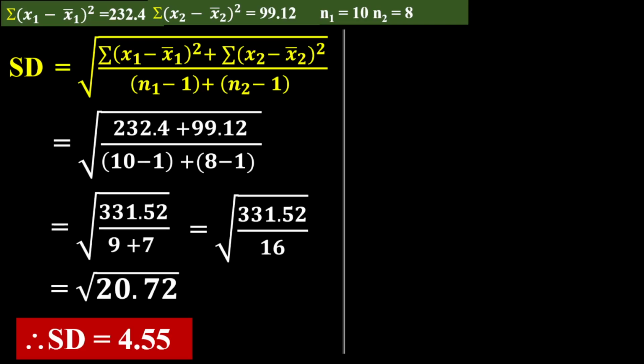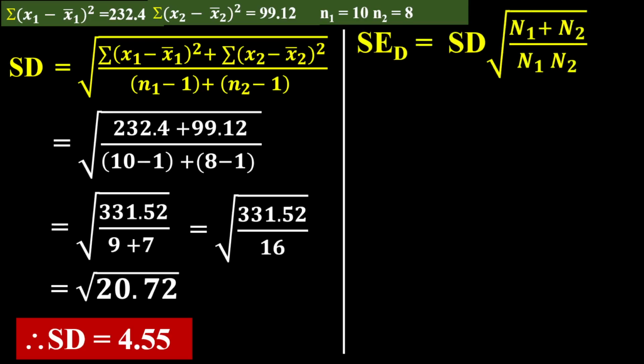Now on the basis of this, we will find SED, standard error of difference, because when a small sample is given and uncorrelated means are given, then to find SED, standard error of difference between means, this formula is used. SED equals SD, the combined standard deviation, into under root N1 plus N2 upon N1 into N2. N1 is 10 and N2 is 8.